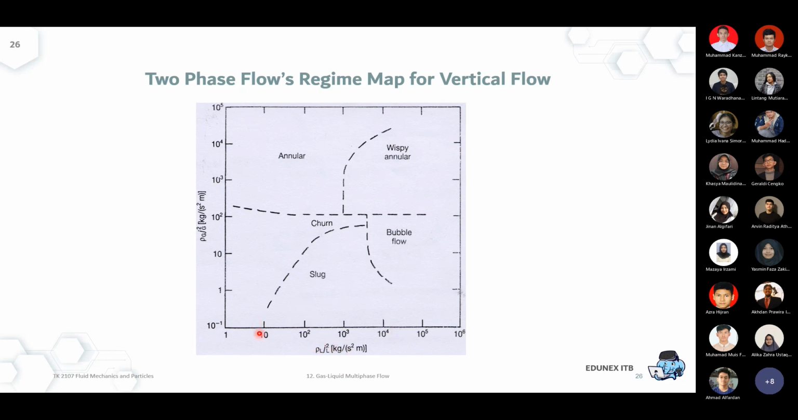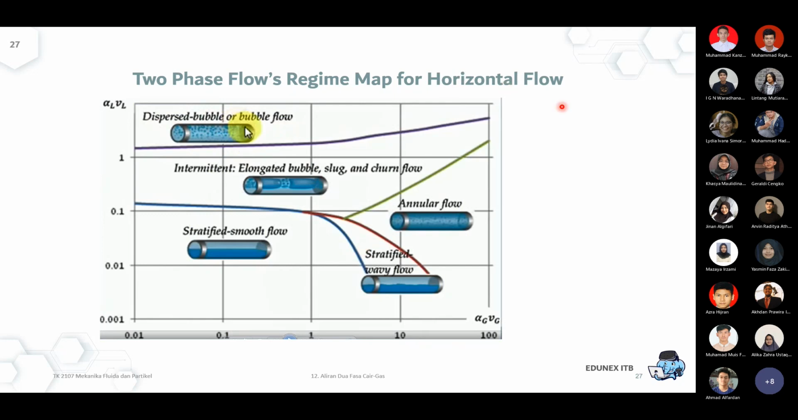Okay, so if it's a very small velocity for liquid but a high velocity for gas, that will be somewhere in the annular region. And if we are at a very high liquid velocity but very low gas velocity, that means we are in the bubble region. But if we are at a moderate liquid velocity and low gas velocity, we are in the slug region, which usually we try to avoid because of the slugging explained in the previous session.